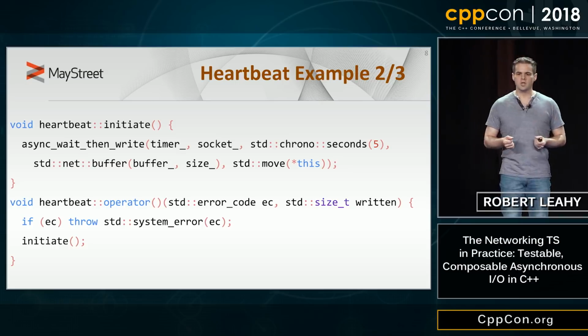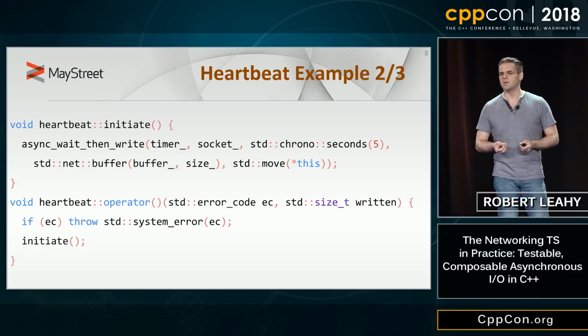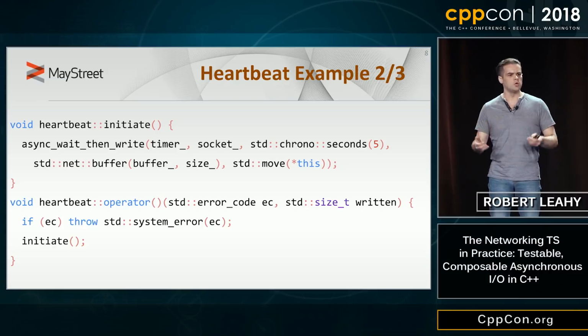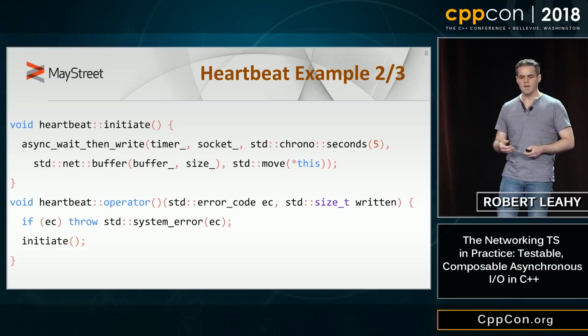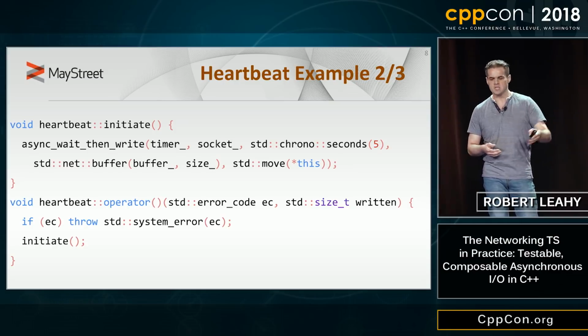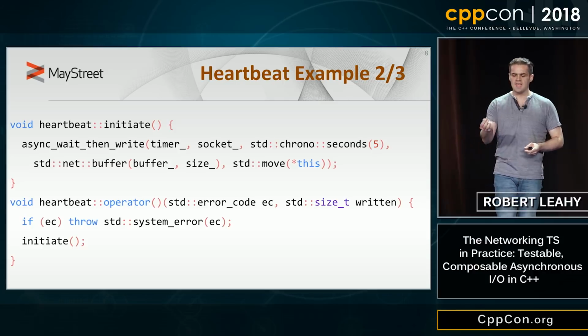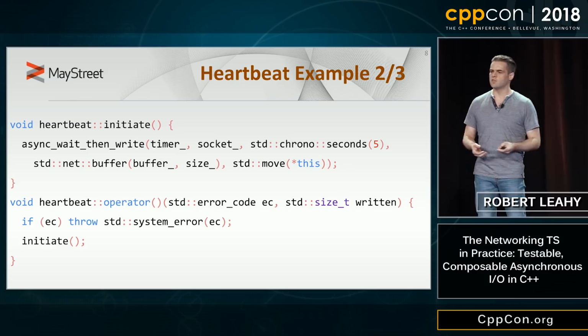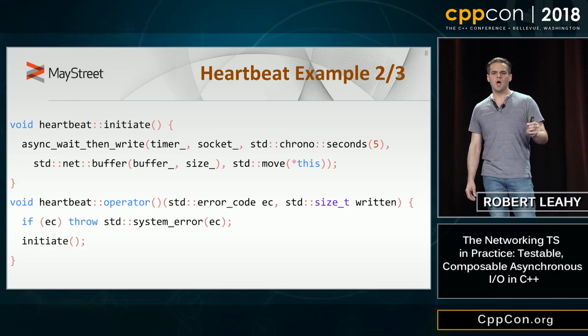In our initiate function, we defer to another function. Following the common wisdom in the C++ community about raw loops, we choose not to write one. And we say, we're going to write this function async wait then write, which waits and then writes. We pass it the usual suspects, and then at the end, we move ourselves into it. What a curious construction. Very common in networking TS code.